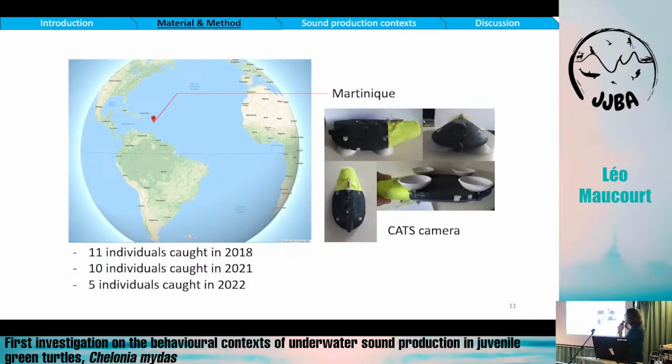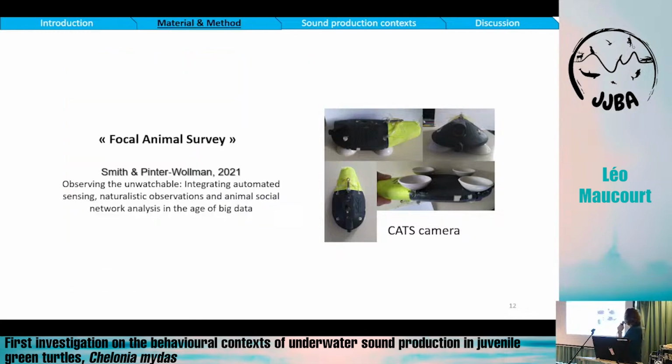All the individuals equipped with the biologger were in Martinique. They are all juveniles. And this is the old model of camera that we put on the shell with the suction cup system. This kind of sampling is similar to what is described as a focal animal survey, that is an intent tracking of an individual in order to collect all its states and events over time.